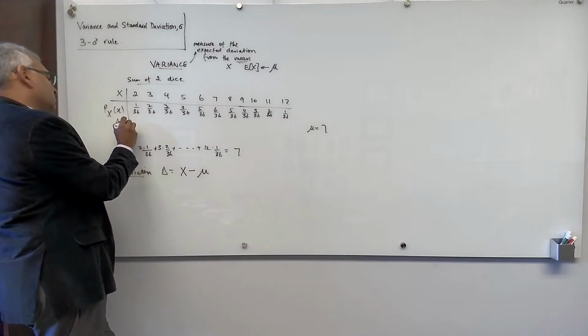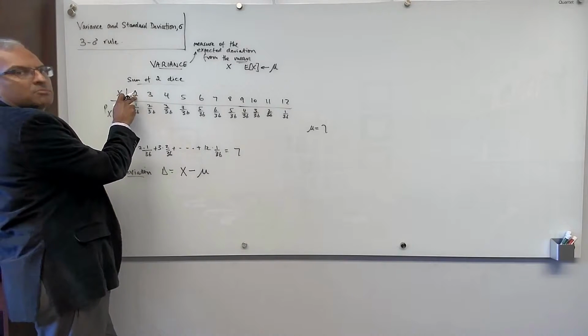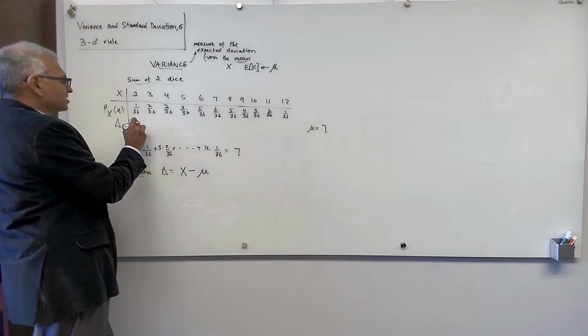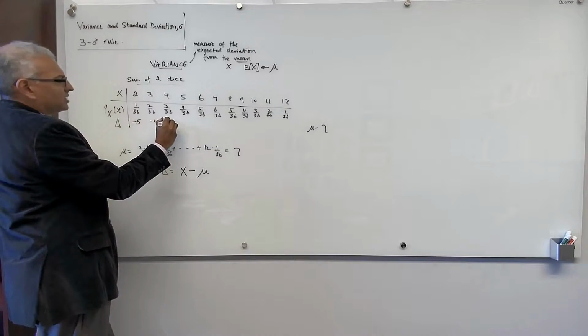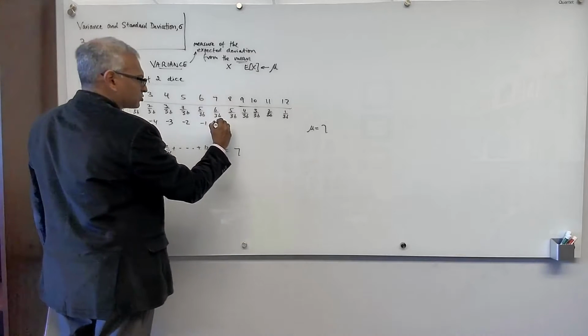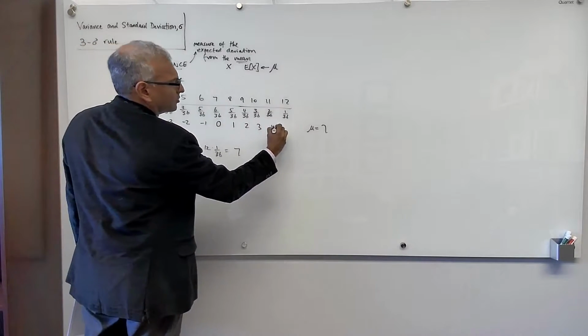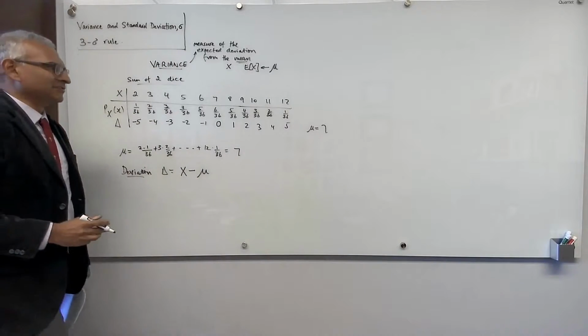So let me list the deviation. If the actual observed value is 2, the deviation is minus 5. 3, minus 4, minus 3, minus 2, minus 1, no deviation, if the actual observed value is 7. Now we have a deviation of 1, 2, 3, 4, 5. So there are possible deviations.